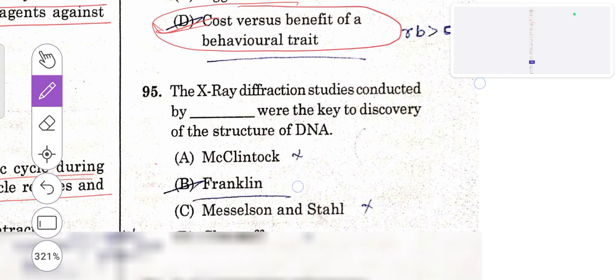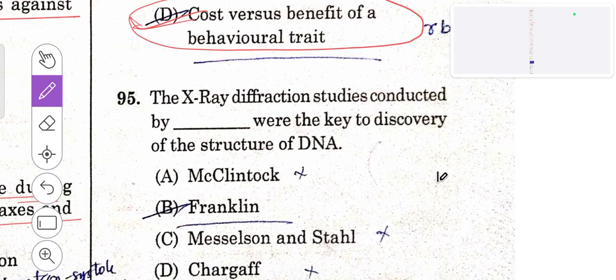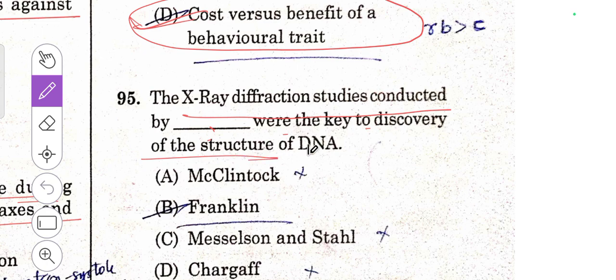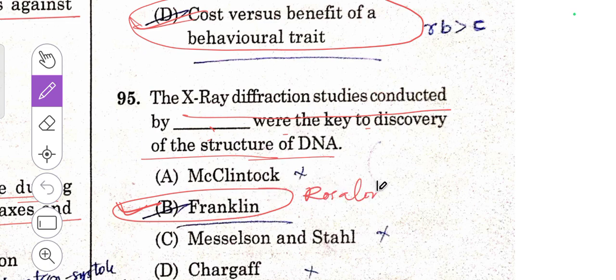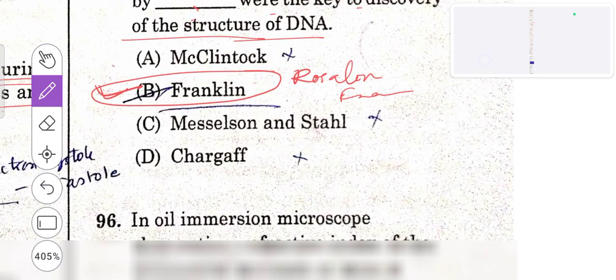Then 95th question. X-ray diffraction studies conducted by Dash were the key to discovery of structure of DNA. That is Franklin, she is a woman. That is Rosalind Franklin, Rosalind Franklin. She did these X-ray diffraction studies of the DNA. From this one, Watson and Crick gave the model.